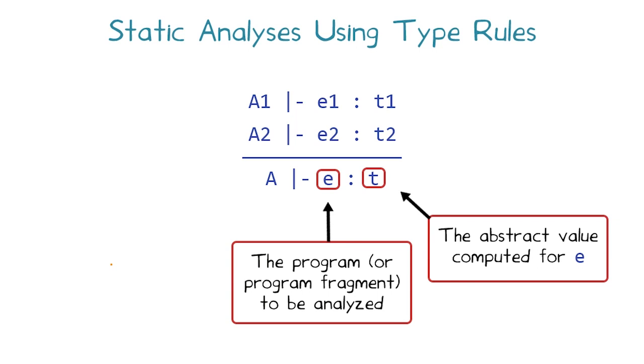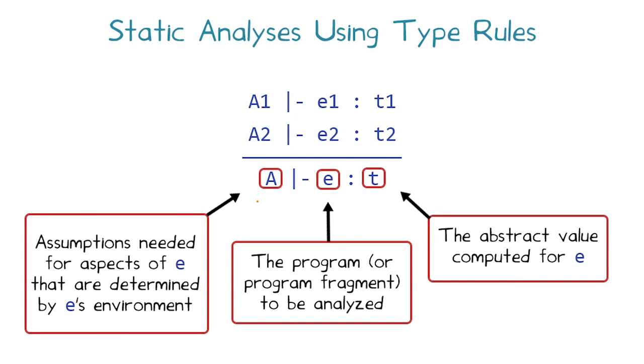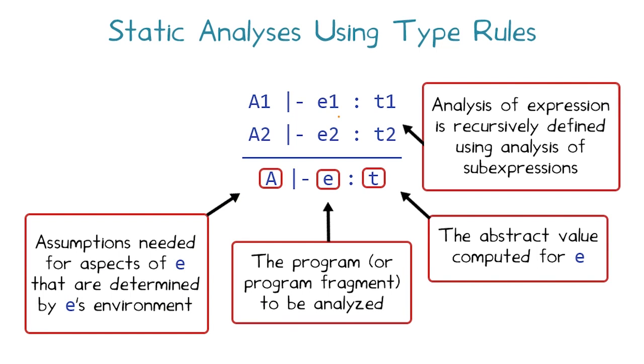And instead of mapping variables to types, the environment A may now describe assumptions needed for aspects of E that are determined by the rest of the program. This will allow us to recursively analyze hypotheses of each inference rule, that is, the sub-expressions of the program, to prove that the program has some particular global property. What sort of properties can we reason about in this manner?